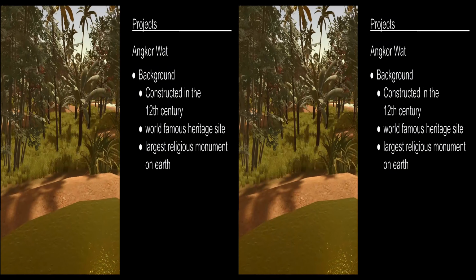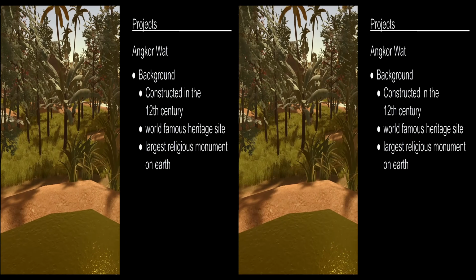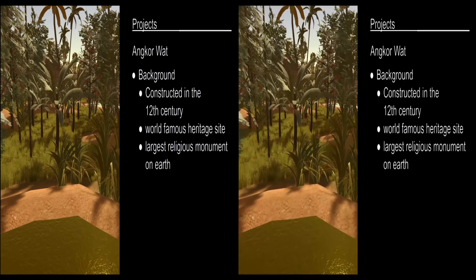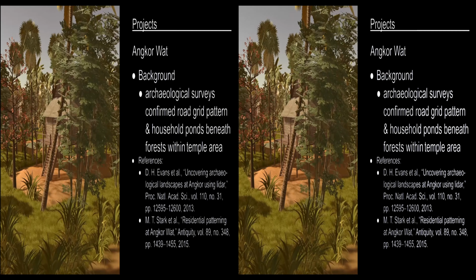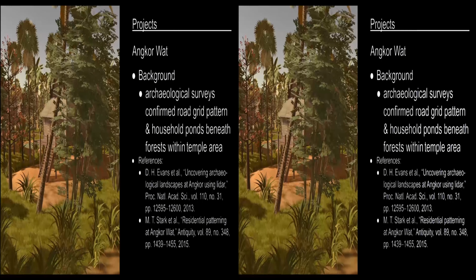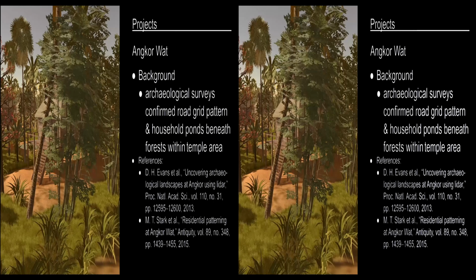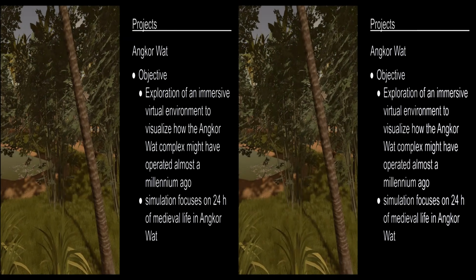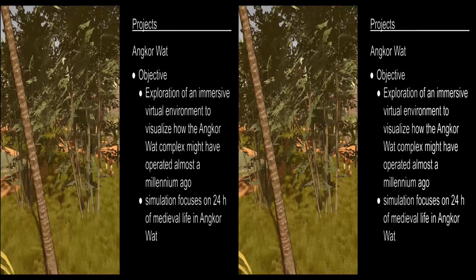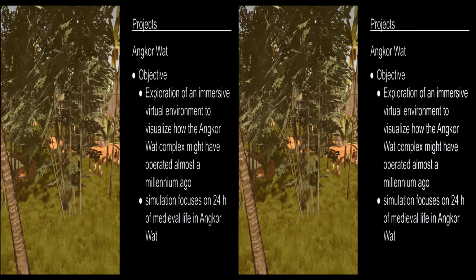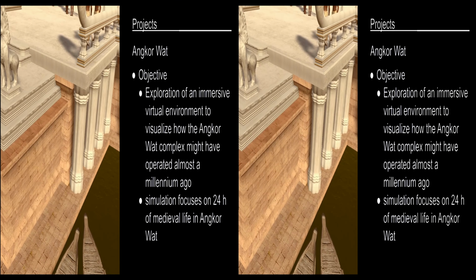So this here is my favorite project from Melbourne. This is Angkor Wat. The background is that it was constructed in the 12th century. Archaeological surveys confirm that you have a road grid pattern. We will also see this later on one of the other slides. This was implemented with Unity, and the objective was to explore this virtual environment on one hand. You have a very large environment which can be explored, which you see here in the slides.